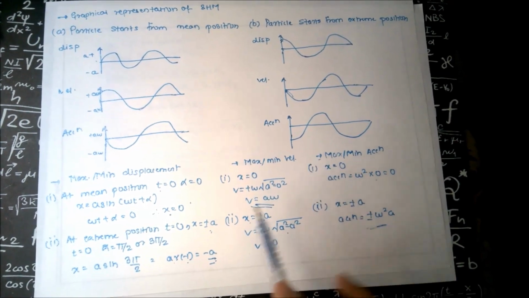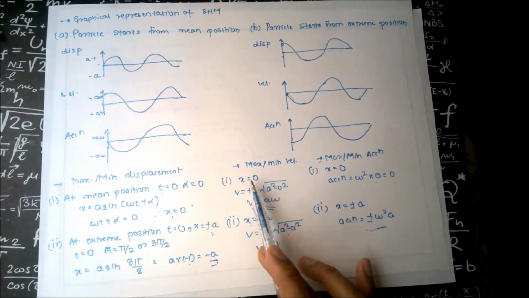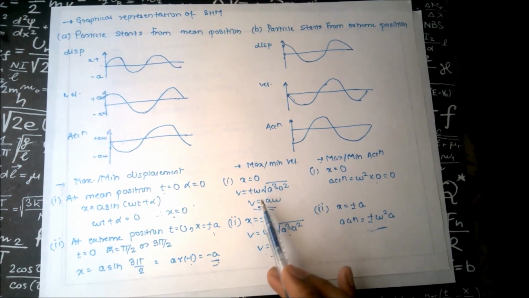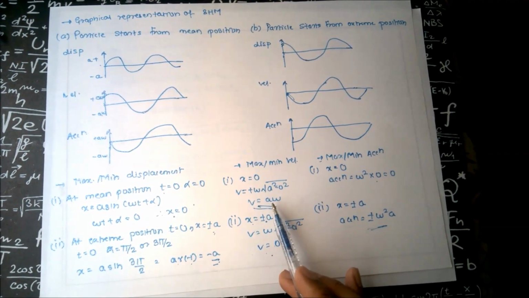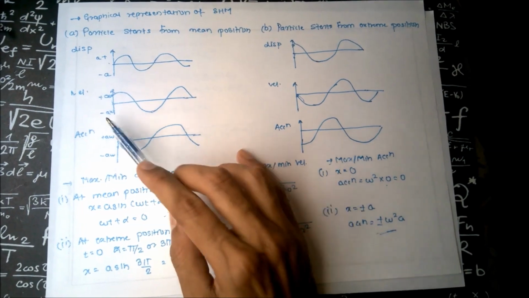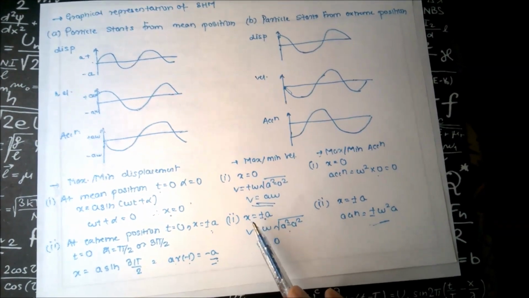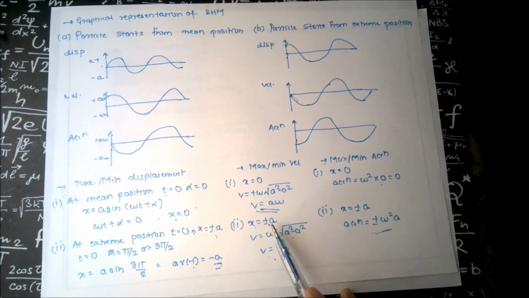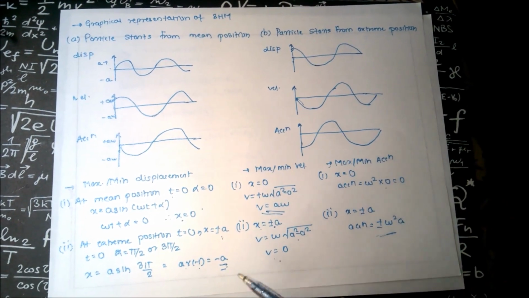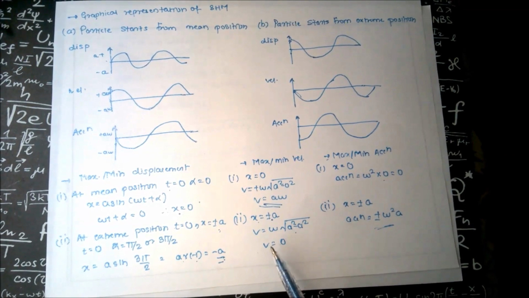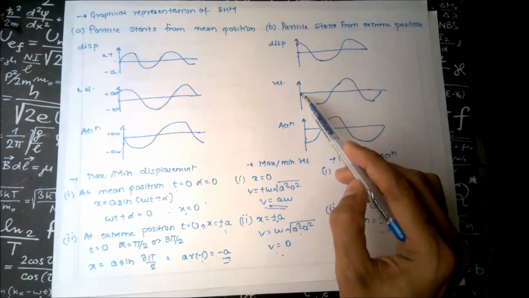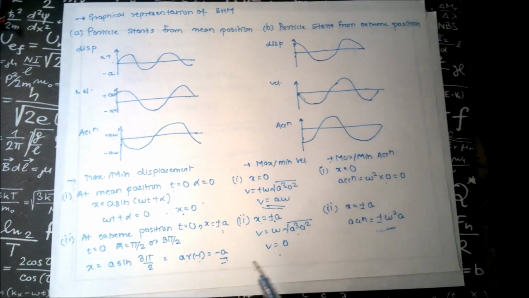Next, for the velocity, we have maximum velocity when x equals 0. We substitute in the velocity equation, we get velocity equals a omega, that is the maximum velocity when the particle starts from the mean position. Next, velocity for the extreme position: x becomes plus or minus a when the particle starts from the extreme position. We substitute the values, we get velocity equals 0. So velocity is 0 when the particle starts from the extreme position.